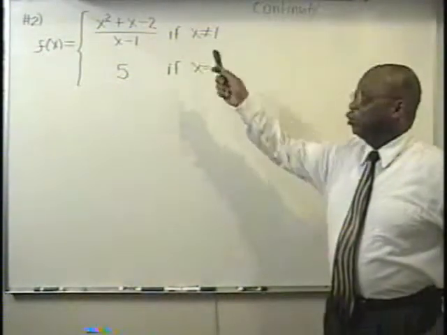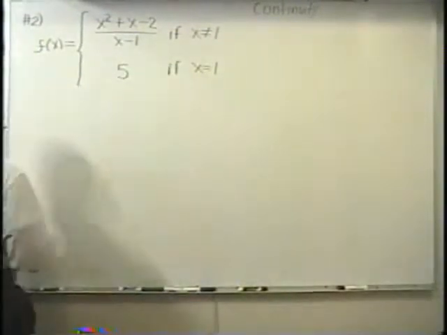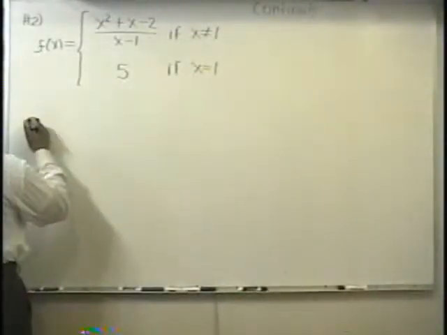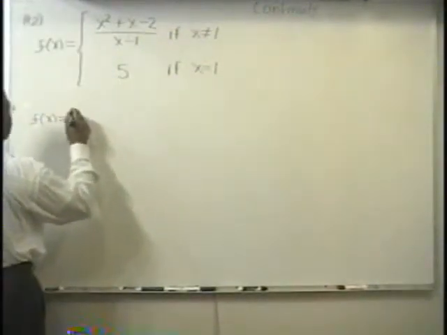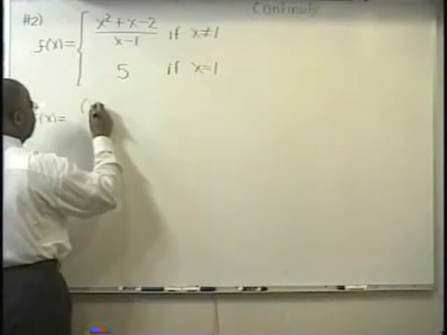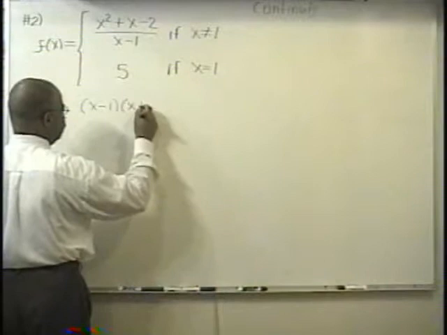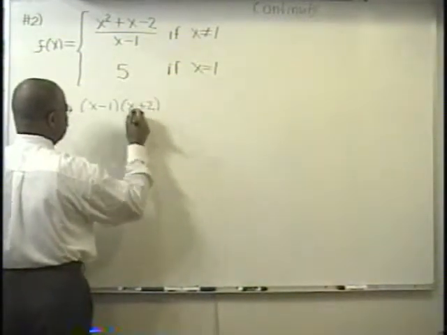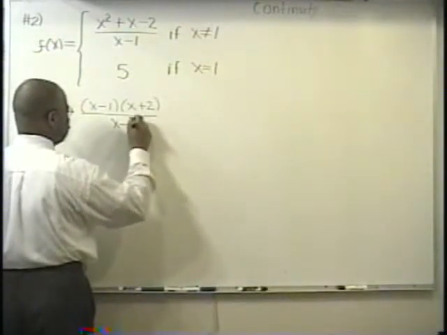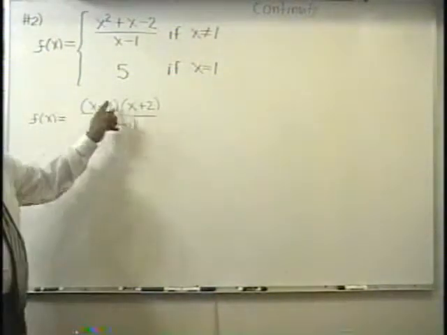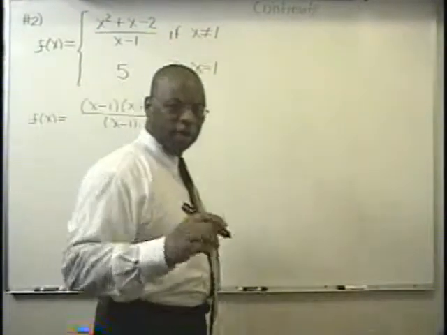Maria recognized that the factors of 2 are 1 and 2. So she said that she could factor it this way. f of x equals x minus 1 times x plus 2, all over x minus 1. And notice, because 2 minus 1 is the middle term, it's positive. Now what do we notice? What do you notice now?